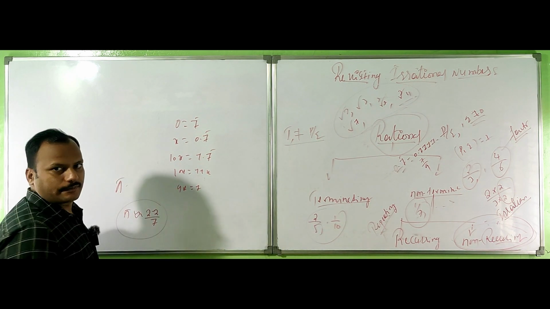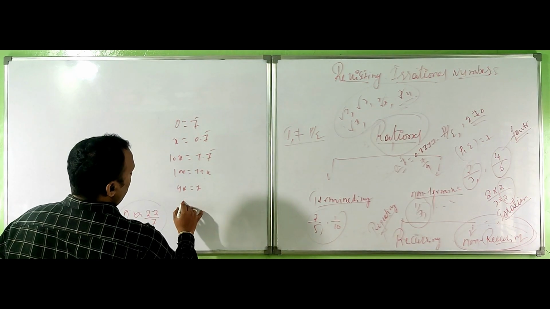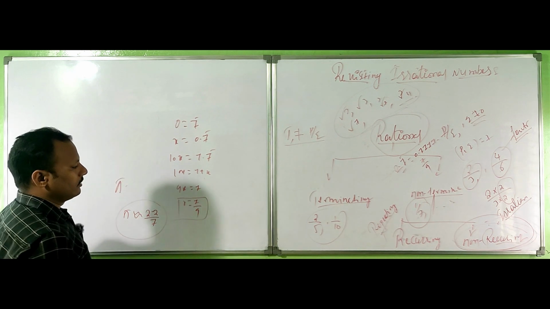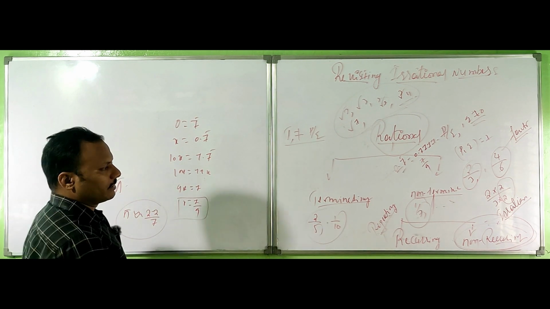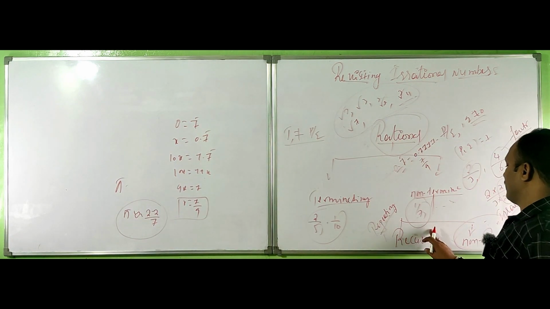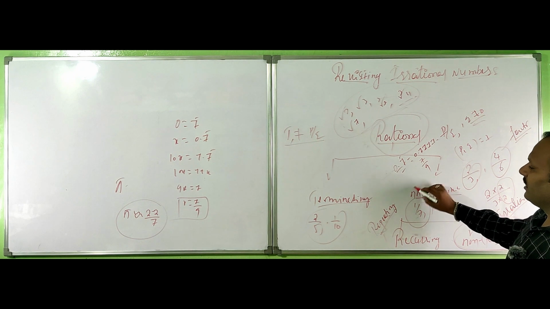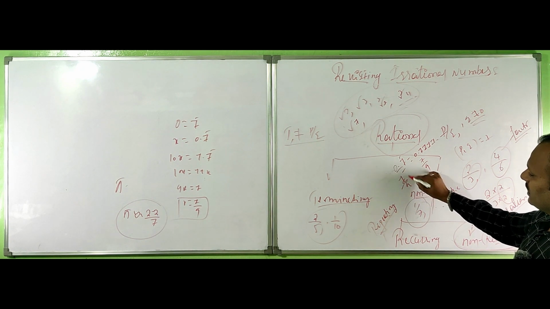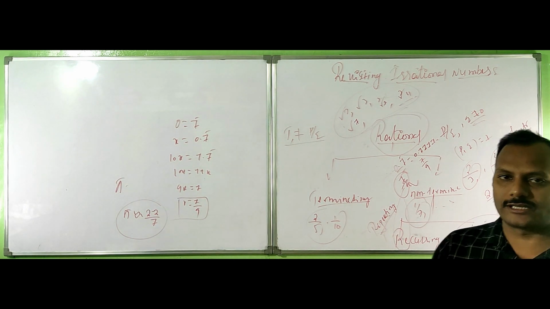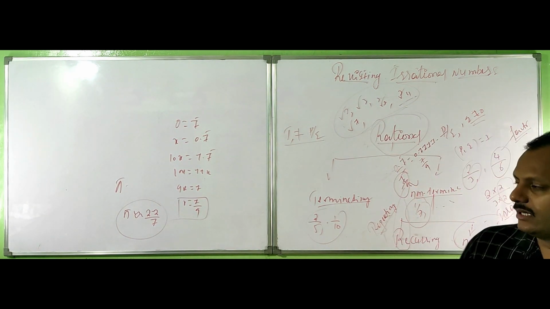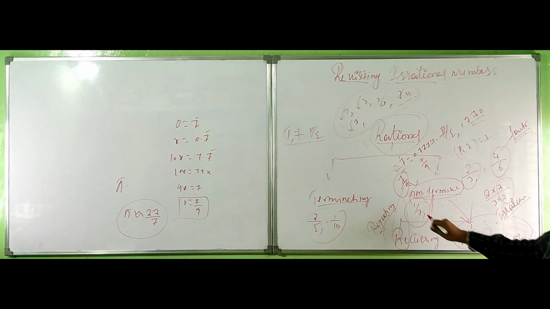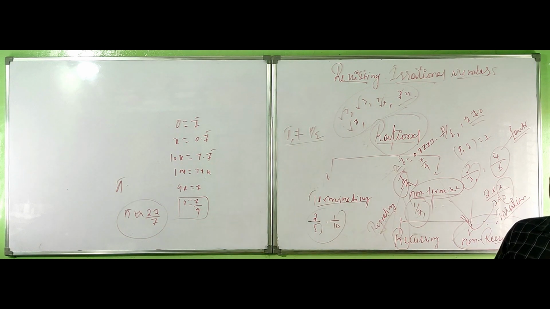10x minus x, the x comes to the left side. So x is equal to 7 by 9. That is non-terminating. This 7 by 9 is non-terminating and recurring, recurring in terms of the decimal 7, 7, 7 at infinite times. But an irrational number is non-terminating and non-recurring, non-repeating.